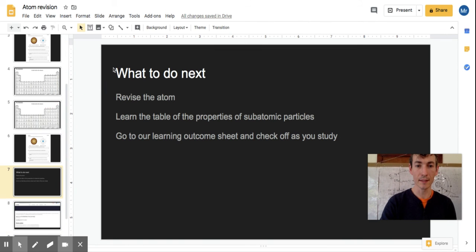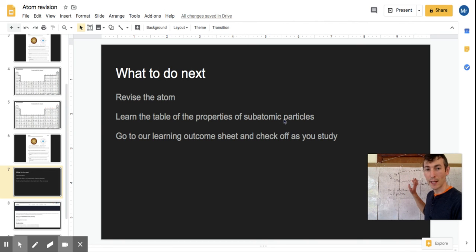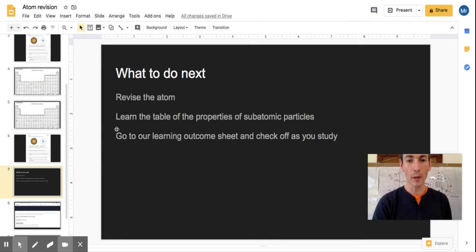Right then, next, I want you to revise the atom in your book. Step 2, learn the table of the properties of the subatomic particles. So that's that table that I had up here. That's a really, really important table. And go to our learning outcome sheet and check off as you study.